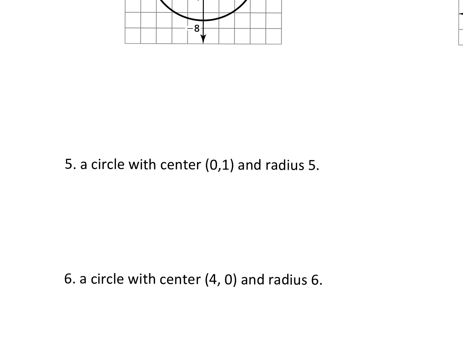Number 5, a circle with the center 0, 1 and radius 5. So the x doesn't have anything, so it's just a plain old x squared. The y has a 1, so we need to do y minus 1 squared. And the radius is 5, so we square that, which is 25.